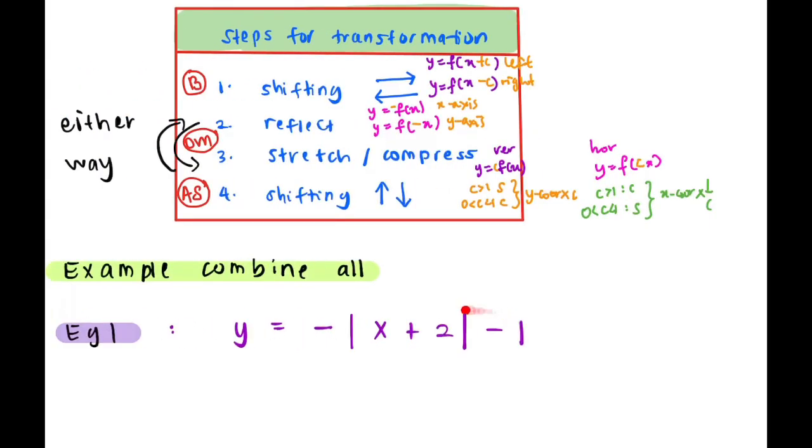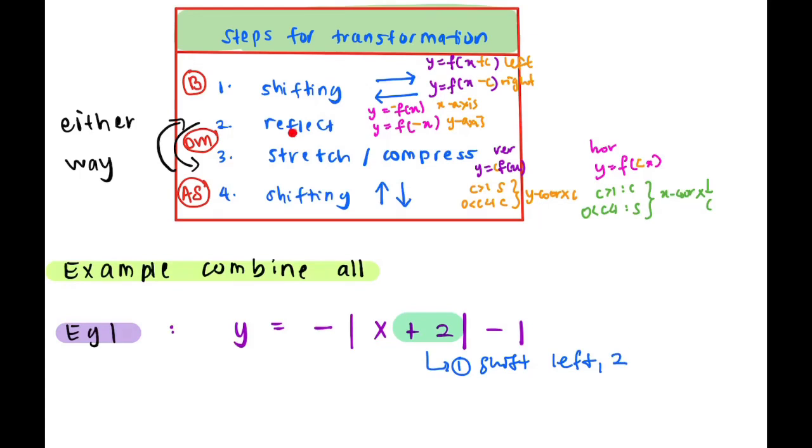So let's see this question here. This is a combination of all transformations. We want to check first whether there is a horizontal shift. Do you have plus or minus c inside? Yes, you have plus 2 inside, meaning that this is your first transformation, which is shift left 2.